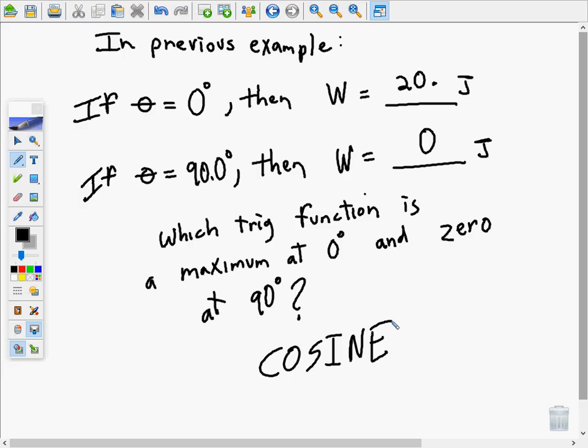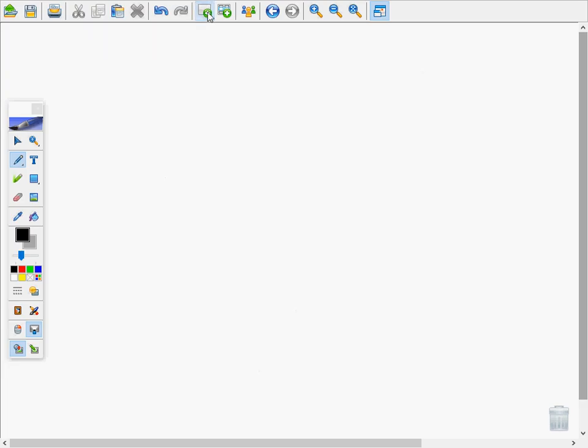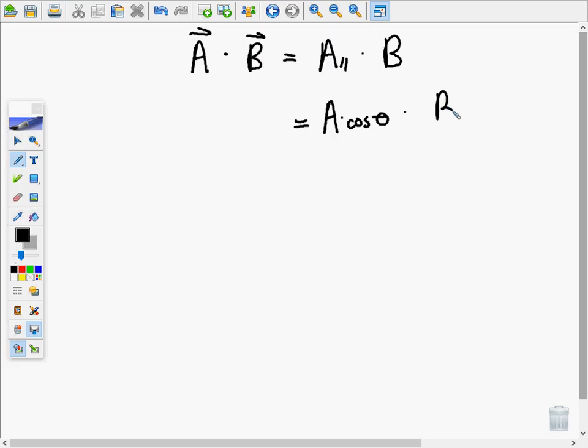Now, we could write it out like this. A dot B is equal to A parallel times the magnitude of B. But it turns out that the parallel part of A is always equal to the magnitude of A times the cosine of theta, where theta is the angle between vectors A and B.